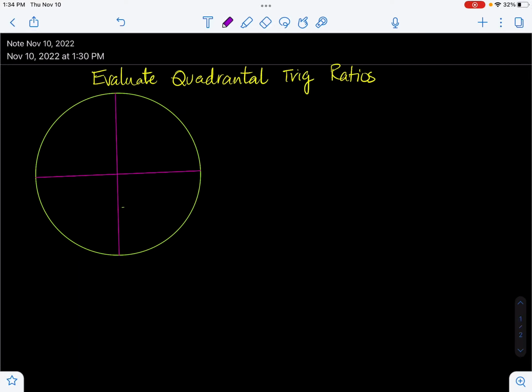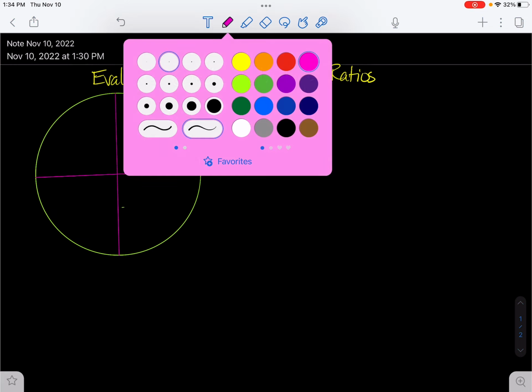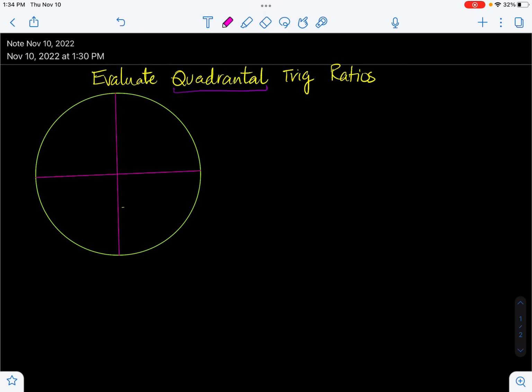Hey, welcome. In this video, we are evaluating only the quadrantal angles for a given trig ratio. So for example, what are quadrantal angles? In degree mode, quadrantal angles are 0 degrees, 90, 180, 270, 360, and it continues. The word quadrantal comes from the word quarter. 0 degrees here, 90, 180, 270, and 360.